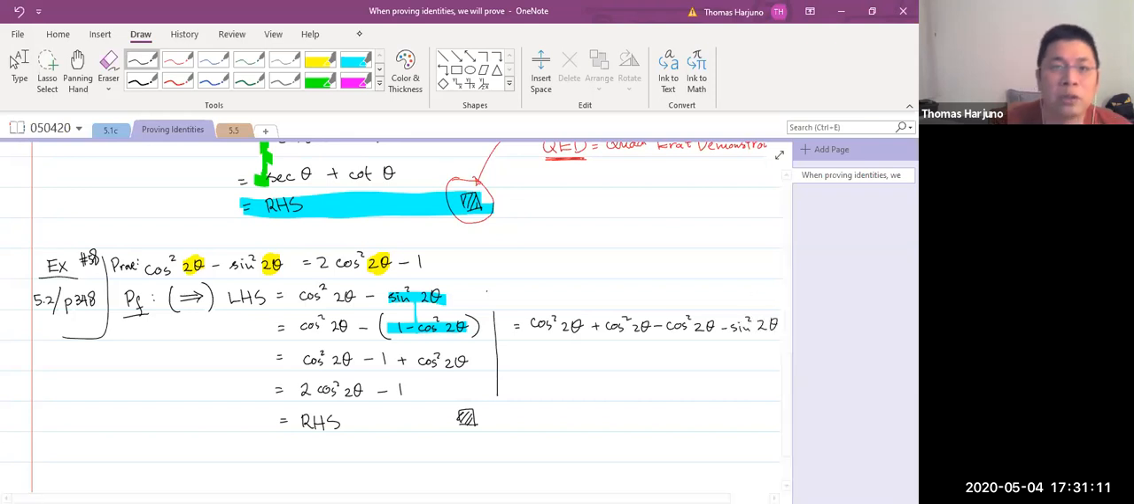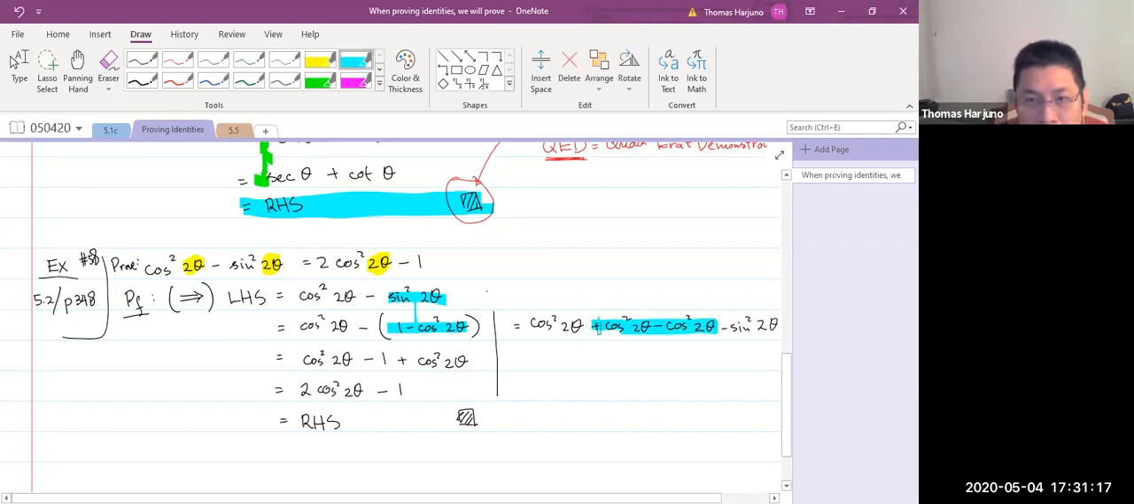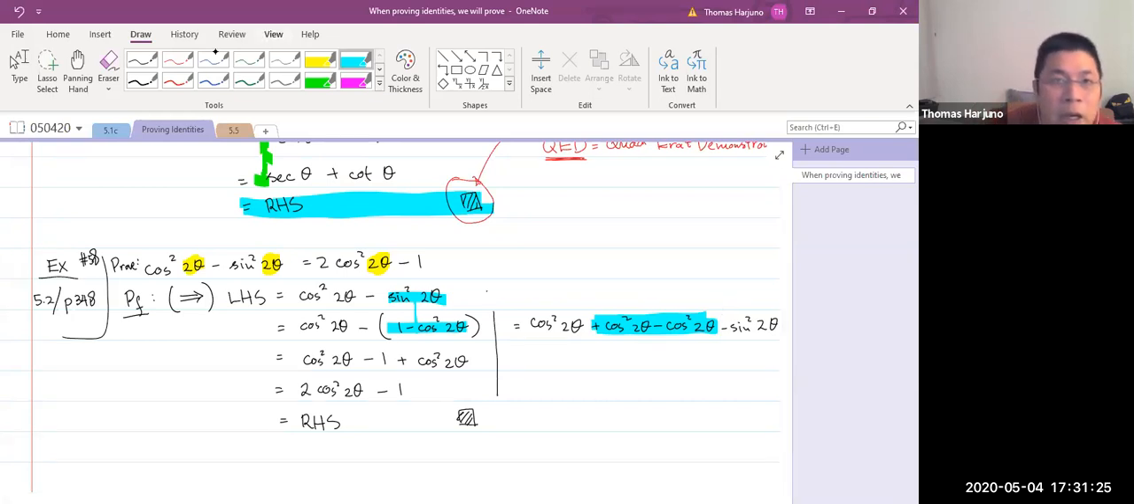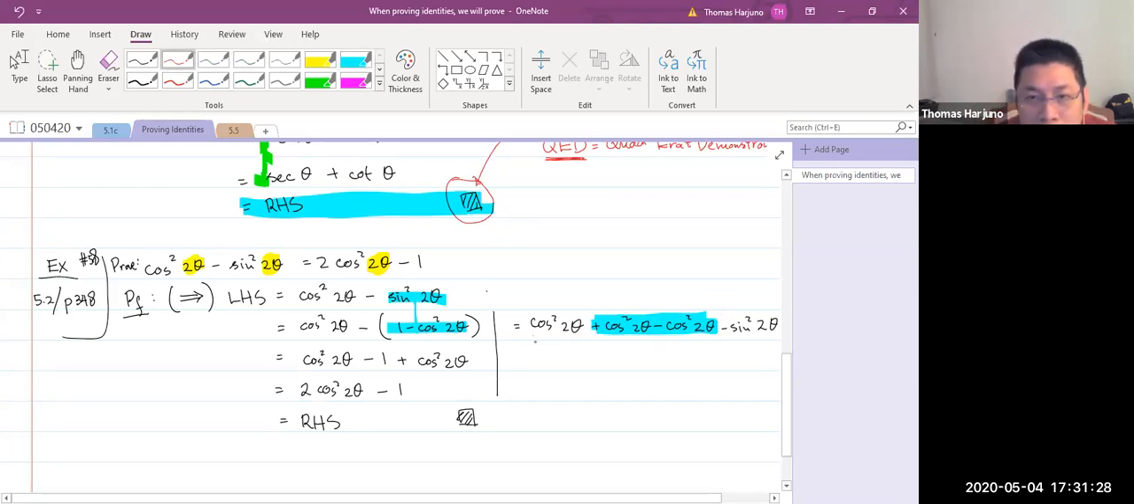In other words, I add and subtract the same expression. I add and subtract by 0, right? I add by cosine squared 2 theta, and at the same time I subtract that. So I basically add 0. Now, I will combine these two terms here and combine these two terms.